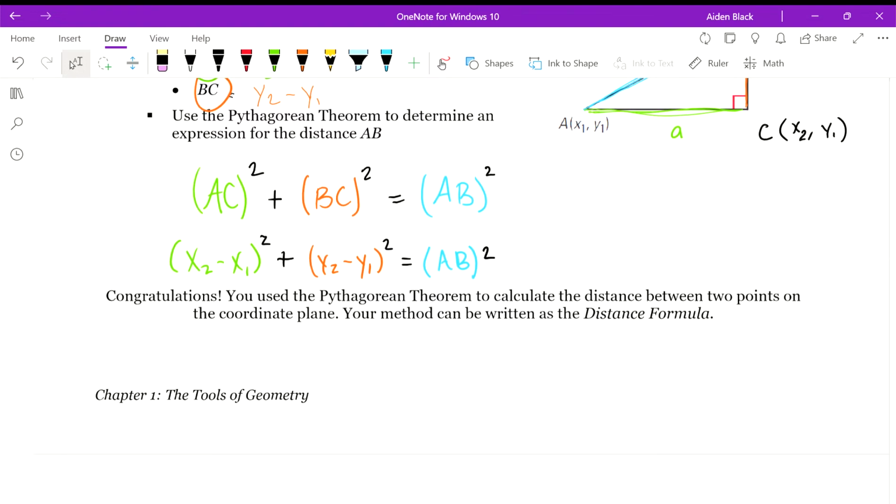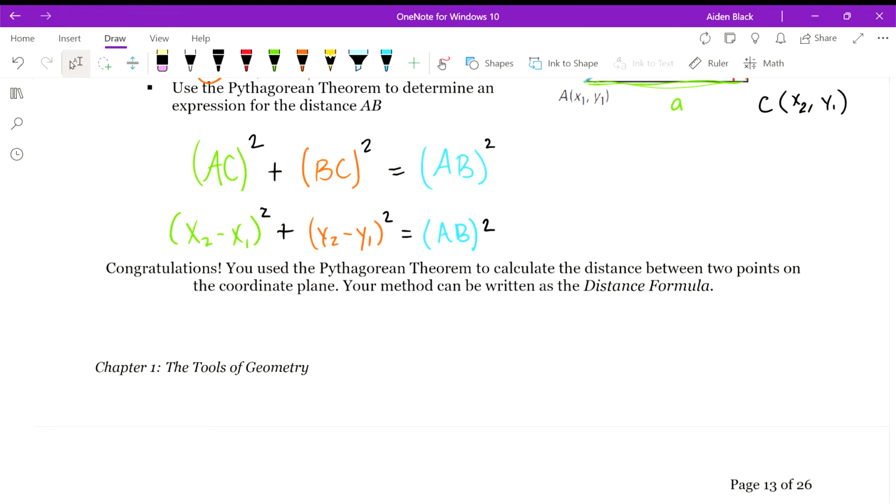Now, really the last thing we need to do here to derive the distance formula is just get AB by itself. And since AB is being squared, we should take the square root of it, because if we did that, we would end up with just AB. So if we did it to the left side, we need to do it to the right side.